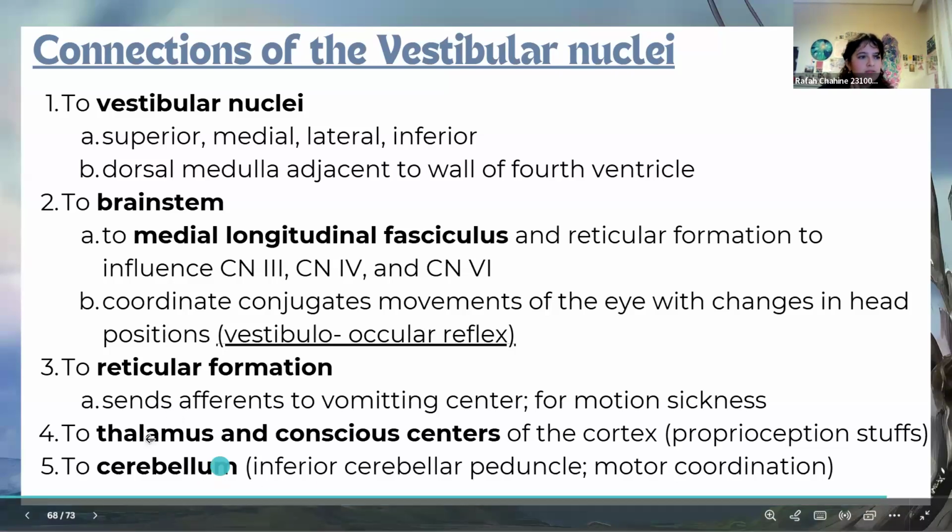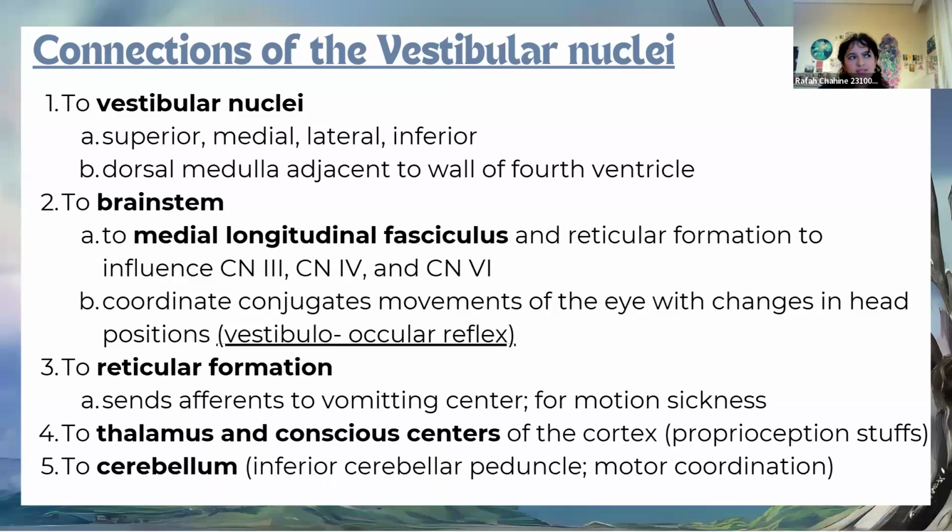And then the thalamus and the conscious centers. The reason that it goes to the thalamus and conscious centers is because we're trying to relay the information that we are moving our head to the cortex, so it can go back down, and we're going to understand how it goes back down for it to be able to tell my body, hey, move this there, move that there, so you can maintain your balance.